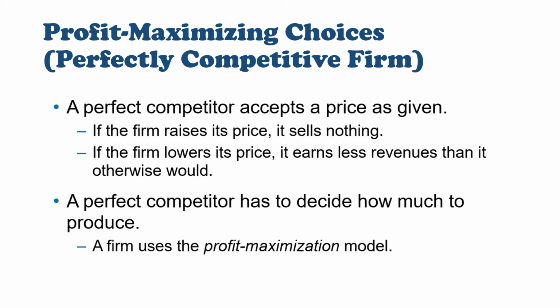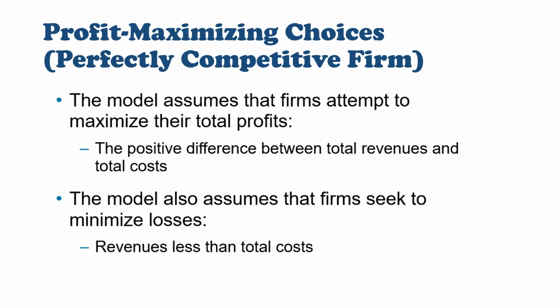A perfect competitor has to decide how much to produce. A firm uses the profit maximization model. So in perfect competition, the firm uses the profit maximization model to determine the amount of output to produce at the market price. In order to determine that amount, we make the assumption that the firm wants to maximize its profit.